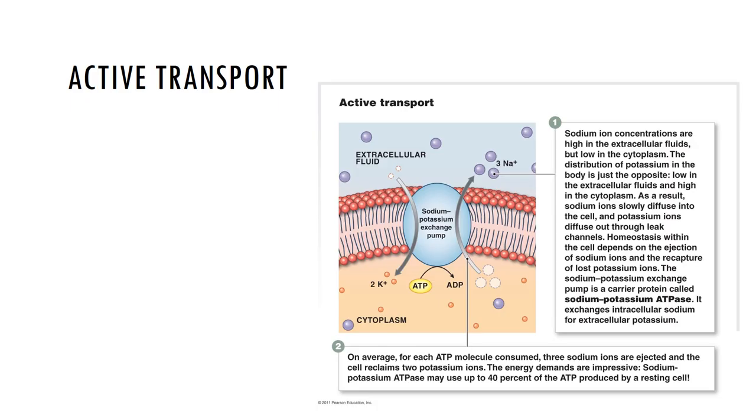Now, the passive processes that we have talked about are simple diffusion, facilitated diffusion, and osmosis. Now we're going to examine active transport. Active transport processes require energy. And there are two types of active transport processes that we will discuss. Primary active transport, secondary active transport, and then vesicular transport.